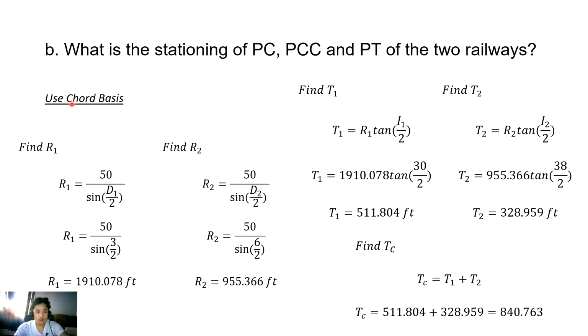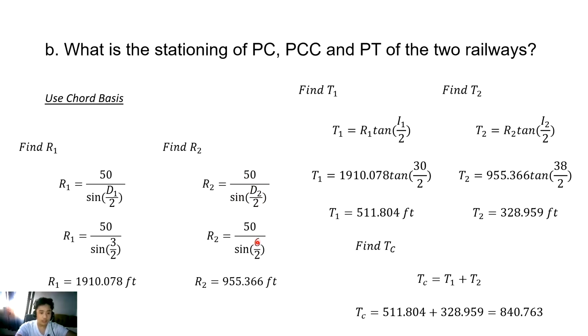So, gagamit tayo ng chord basis since ang hinahanap ay 2 railways. So, para sa R1, same formula natin ng railways na chord basis. At the same time ay English. 50 over sine D1 over 2. So, tinimes lang yung 10 kanina sa 5. Kaya 50 yan. Then, substitute natin yung D1 sa 3. So, makukuha natin yung 1,910.078 feet.